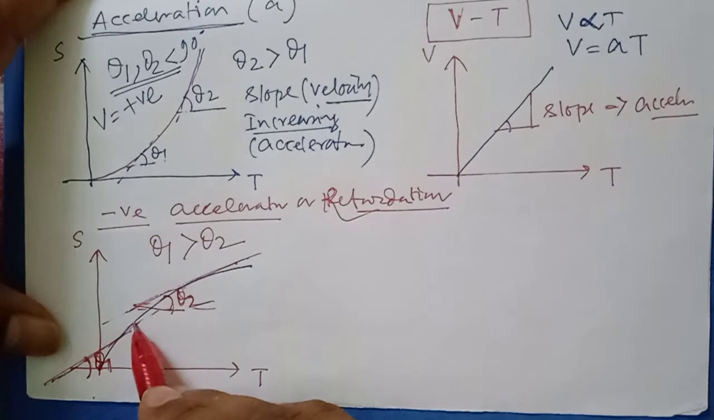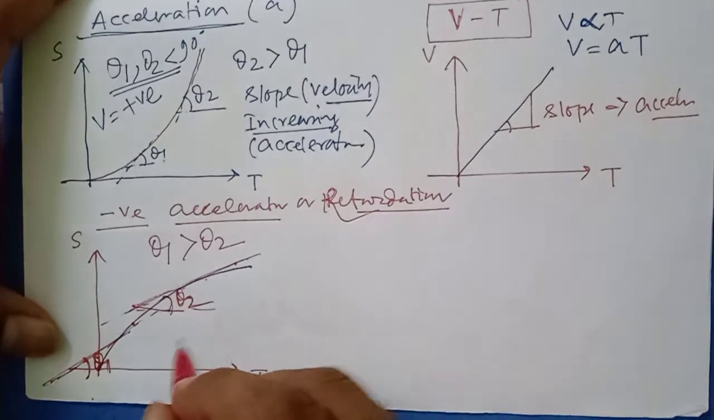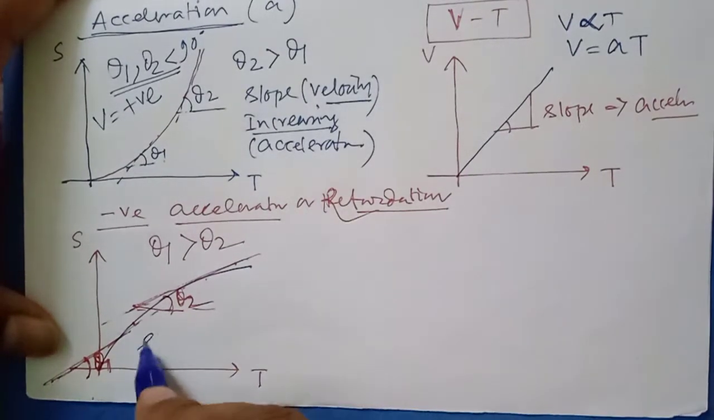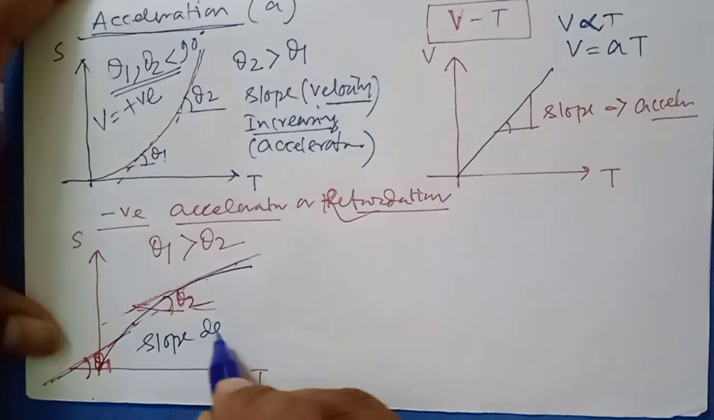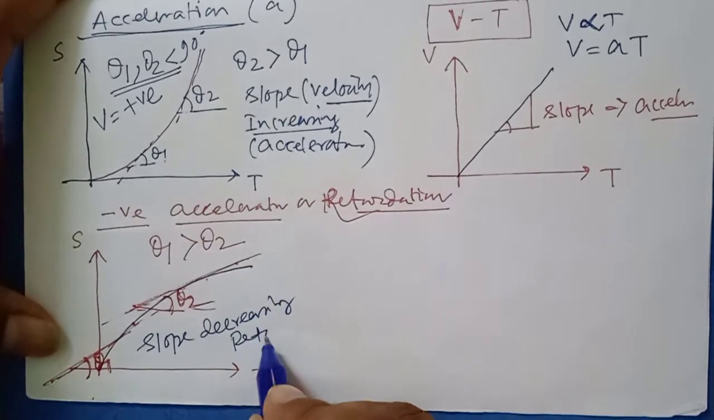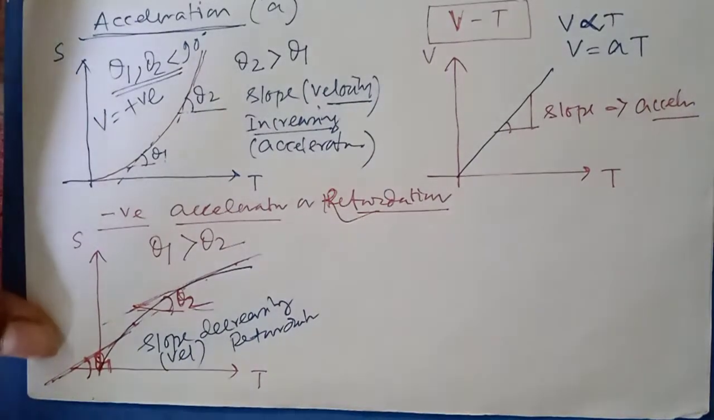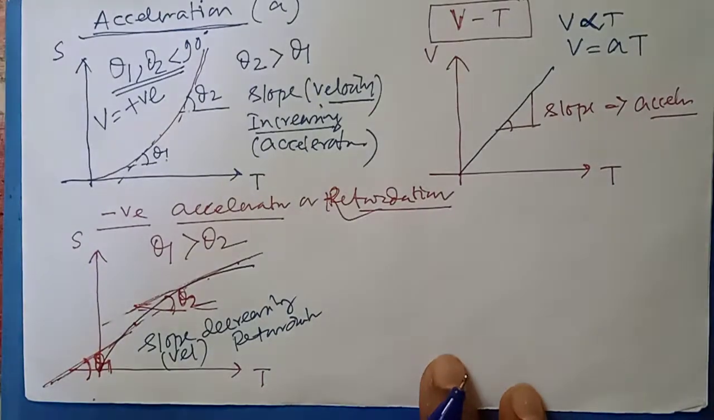Here theta 1 is greater than theta 2. So it means the slope is decreasing. Slope decreasing means retardation. Slope means velocity. So students, velocity decreasing means retardation, right? Clear?